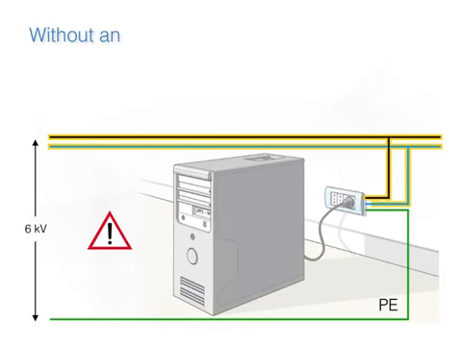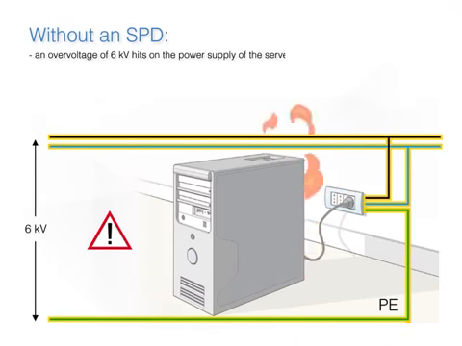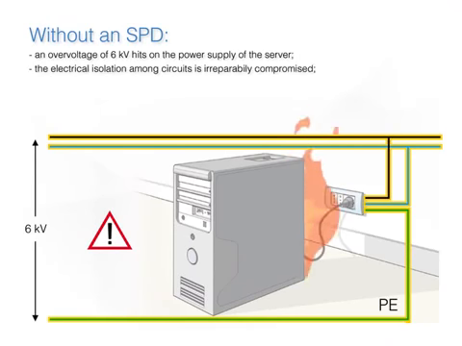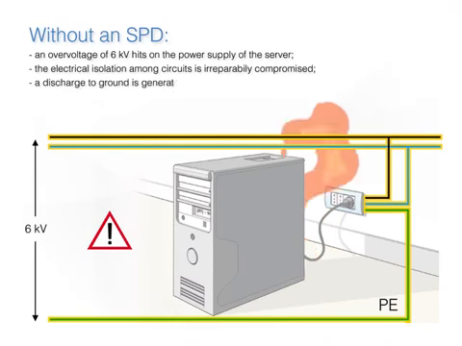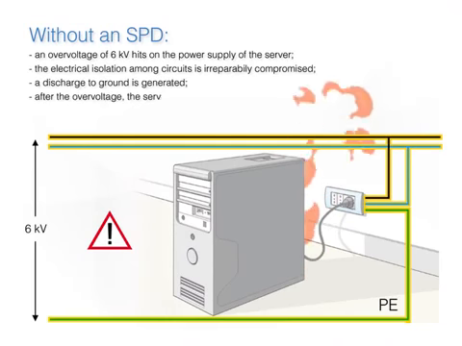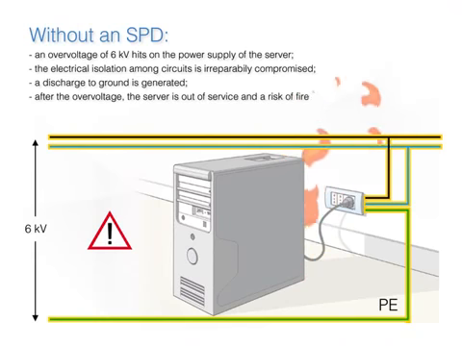Without an SPD, an overvoltage of 6 kV hits the power supply of the server. The electrical isolation among circuits is irreparably compromised. A discharge to ground is generated. After the overvoltage, the server is out of service and a risk of fire is present.